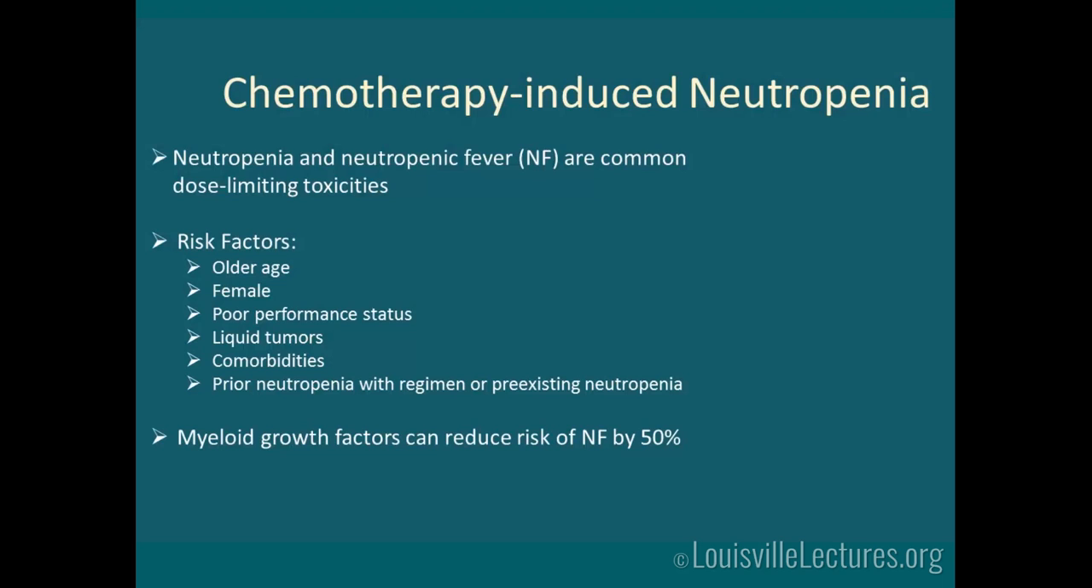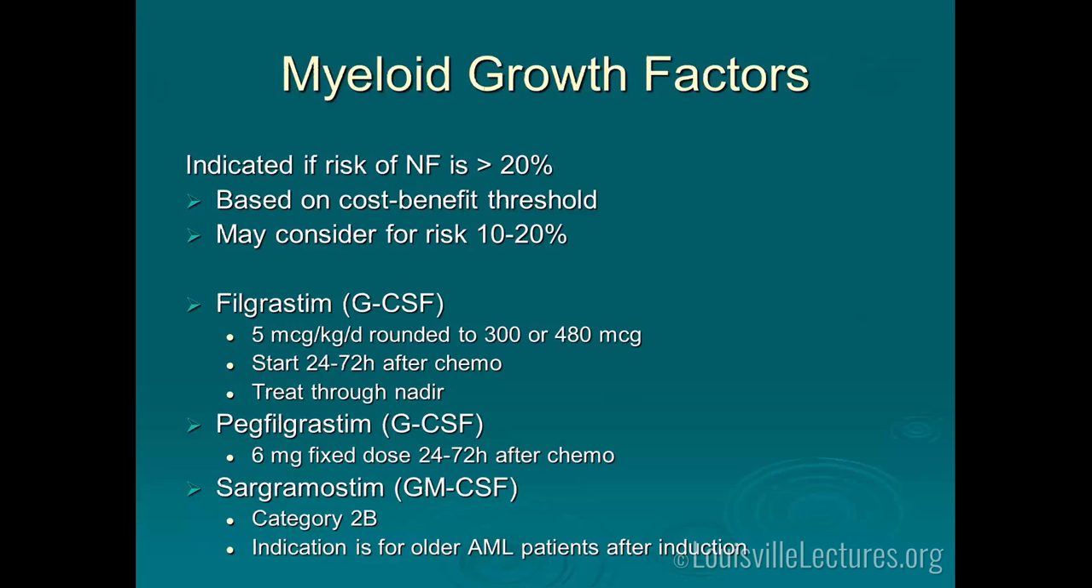We'll talk a little bit about neutropenia, because we also cause that with chemotherapy. Older and more frail patients are more prone to chemotherapy-induced neutropenia, but we can prevent this much of the time with myeloid growth factors. So drugs such as G-CSF, which is called filgrastim, can significantly reduce the neutropenic fever risk. So if your risk of neutropenic fever is thought to be more than 20%, that's a good reason to justify the use of a growth factor.